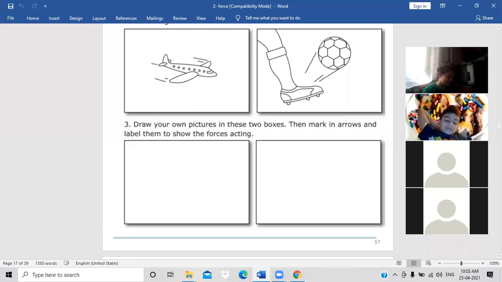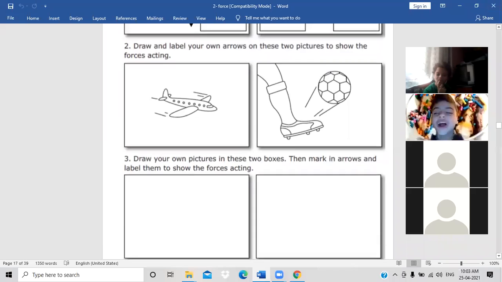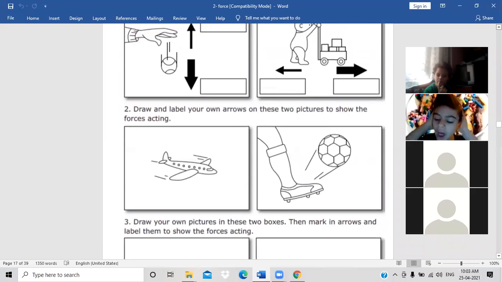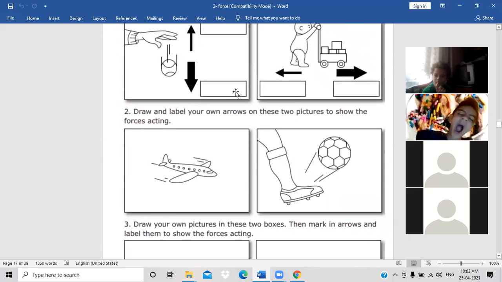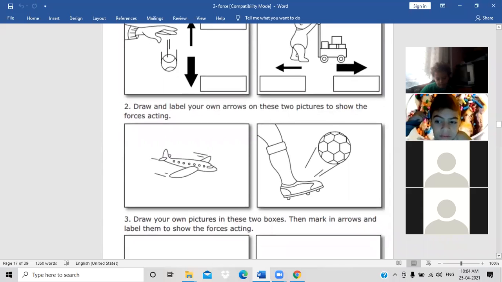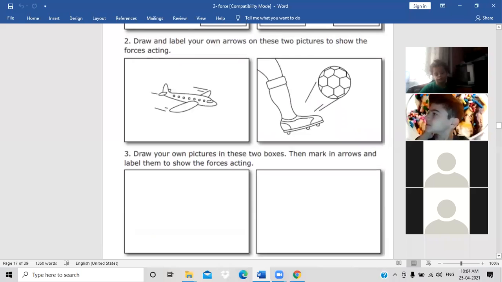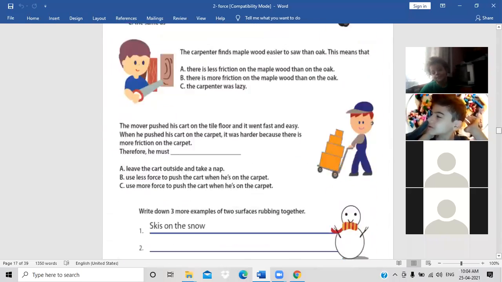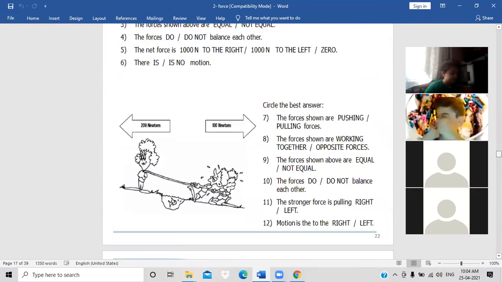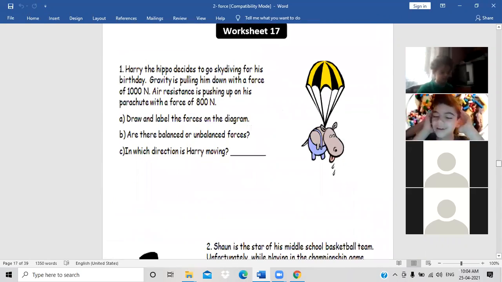So it's like they're going bit by bit. In the first pictures, they want you only to write the name of the forces. In the second one, they want you to draw the arrows and write the name of the forces. The last one, they want you to draw the picture, draw the arrows and write the name of the forces. Do you understand, guys? Yes. All right.